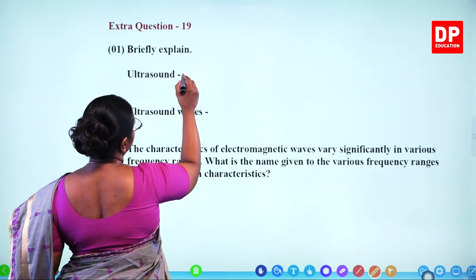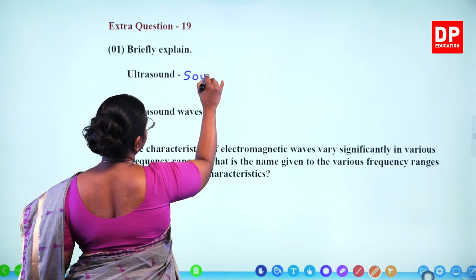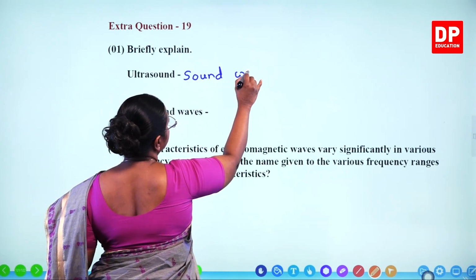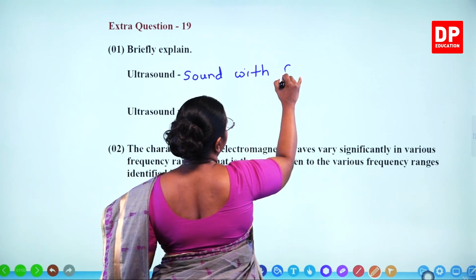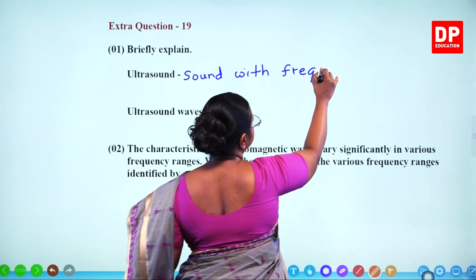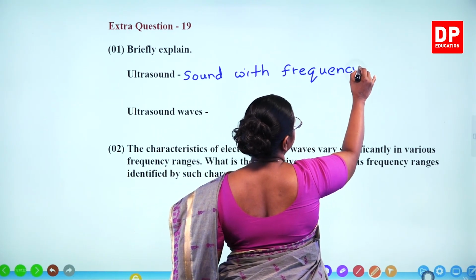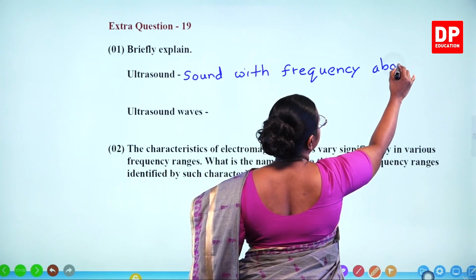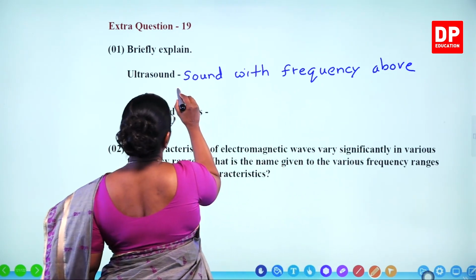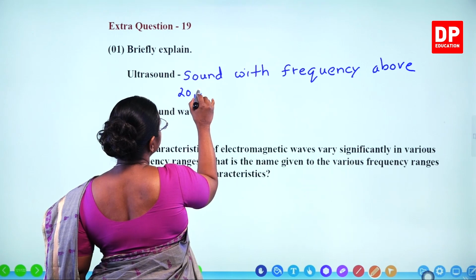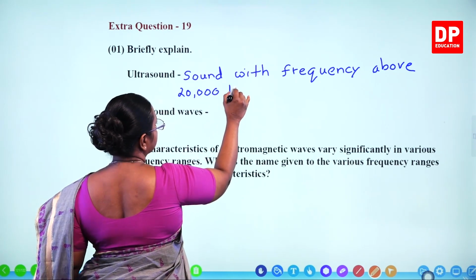So, ultrasound, sound with frequency above 20,000 Hertz.